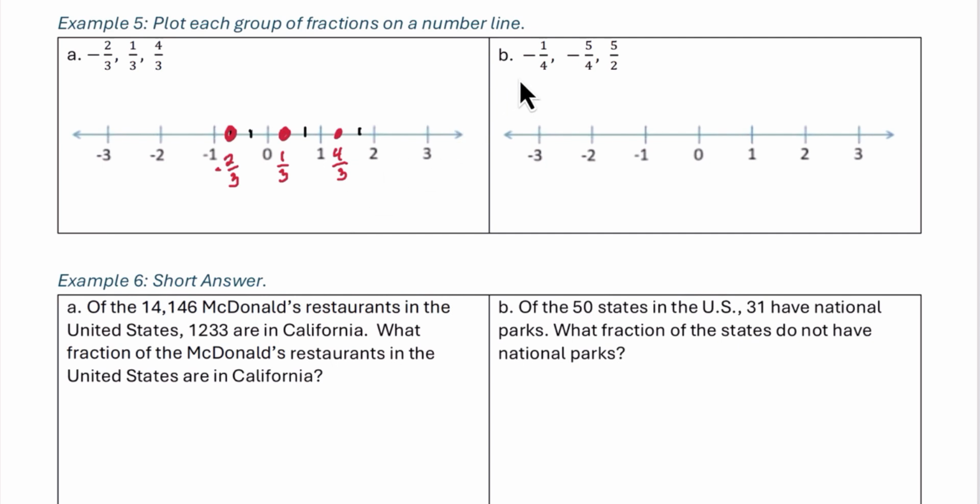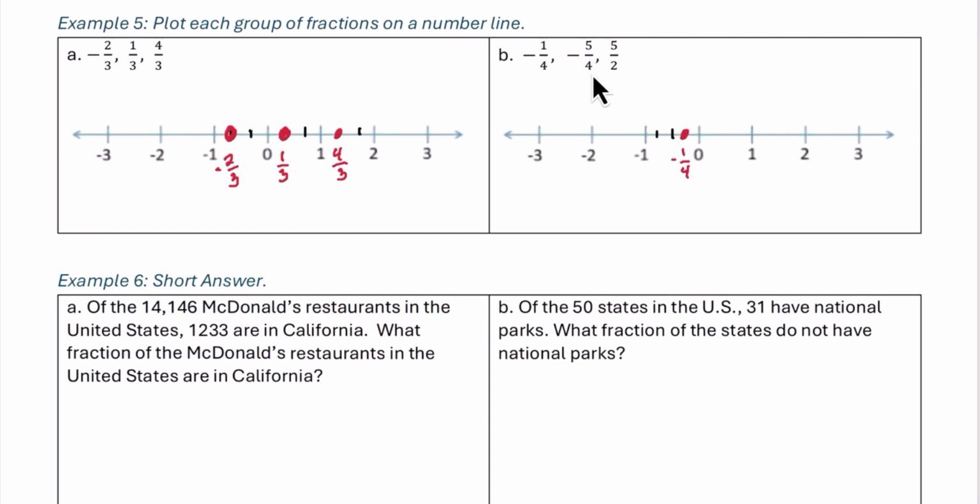In example B, we have 4ths and a half. So we're going to be breaking the number line up into fourths. Up first, -1/4. We need to be to the left of the 0. Let's first break up that region into fourths. Notice that going from 0 to -1, we have 1, 2, 3, 4 regions. And we're looking for -1/4. That will be the first tick mark to the left of the 0.